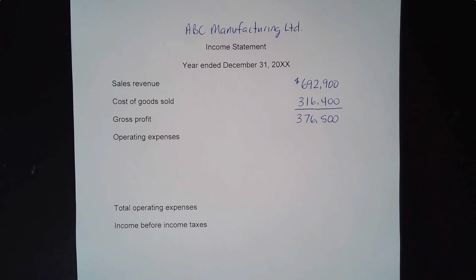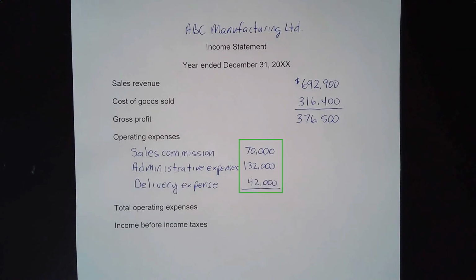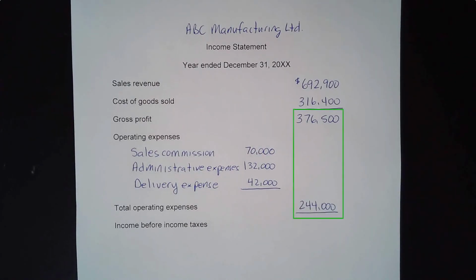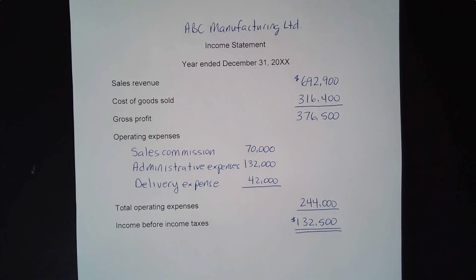The order of the operating expenses does not matter, so we're simply going to use the order that they came in on the listing, starting with sales commission, $70,000. Next, administrative expenses, $132,000. Finally, delivery expense, $42,000. Added together, we get total operating expenses of $244,000. Gross profit of $376,500 minus the total operating expenses of $244,000 is equal to income before income taxes of $132,500. This income before income taxes is equivalent to operating income in management accounting.